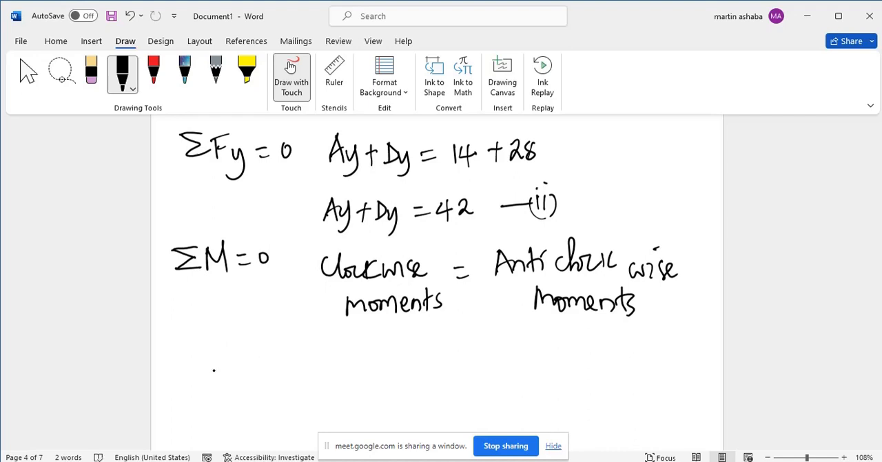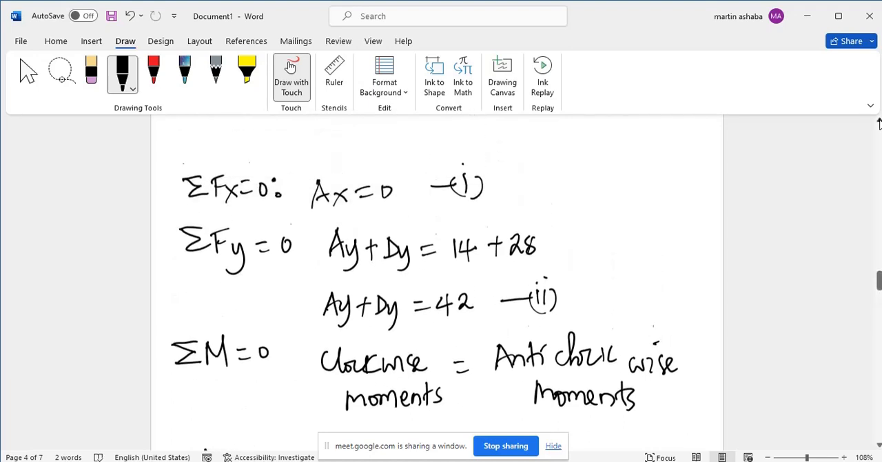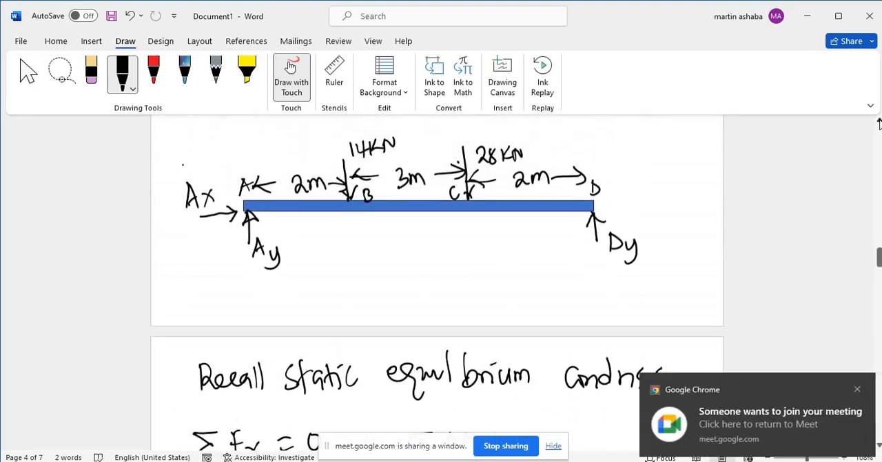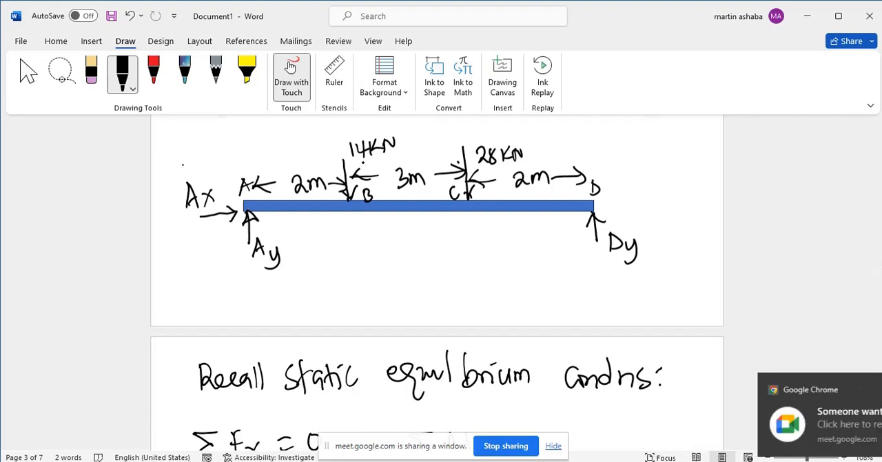Now we said we have the clockwise moments being the 14 times its perpendicular distance from where we are taking the moments. We have our moments being taken at A, so if we have a 14 in a clockwise direction, its moment will be 14 times 2. Likewise, this 28 will also be in a clockwise direction, and it will be 28 times the distance from the point where we are taking moments, and that is 2 plus 3, to become 5.